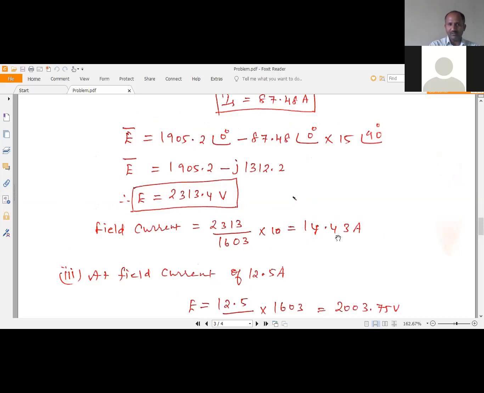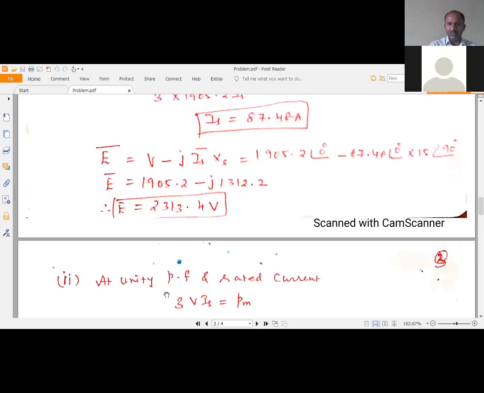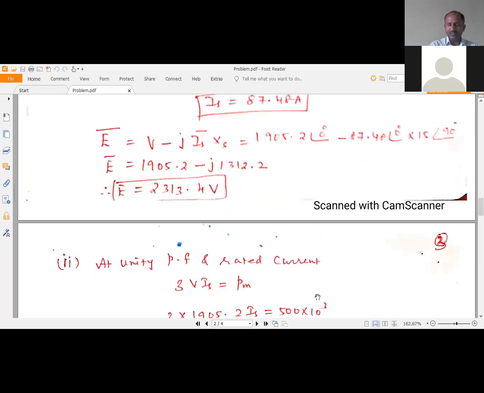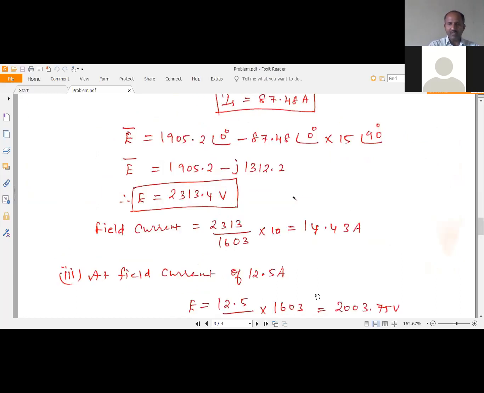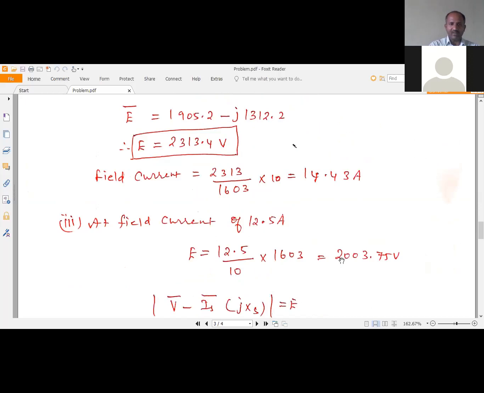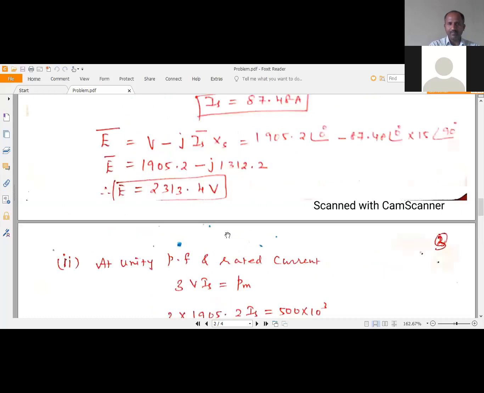14.43 ampere. So under this condition, at unity power factor and rated current, the value of field current will be 14.43 ampere. And the third: here the field current is given as 12.5 ampere. For this 12.5 ampere, you find the value of torque. That is question number 3.